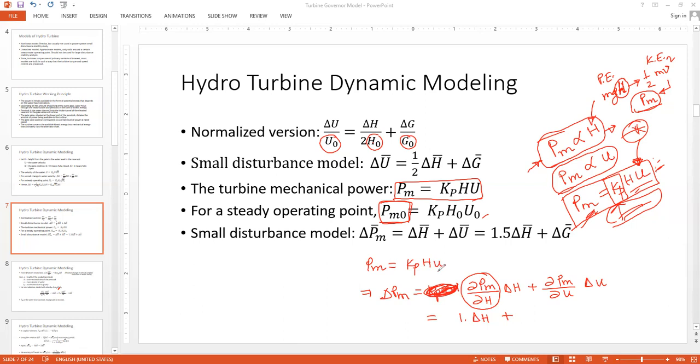Di PM over di U, again, you take the partial derivative of this with respect to U, you see there is only 1. So you see this is the expression. So del PM is actually del H plus del U. So this is the first one.